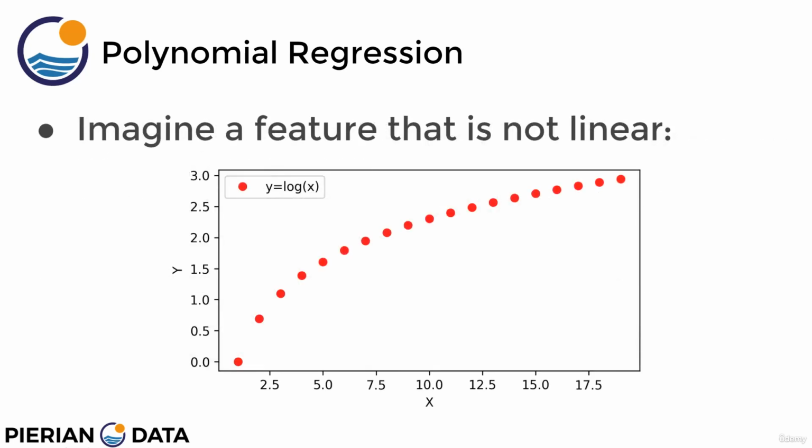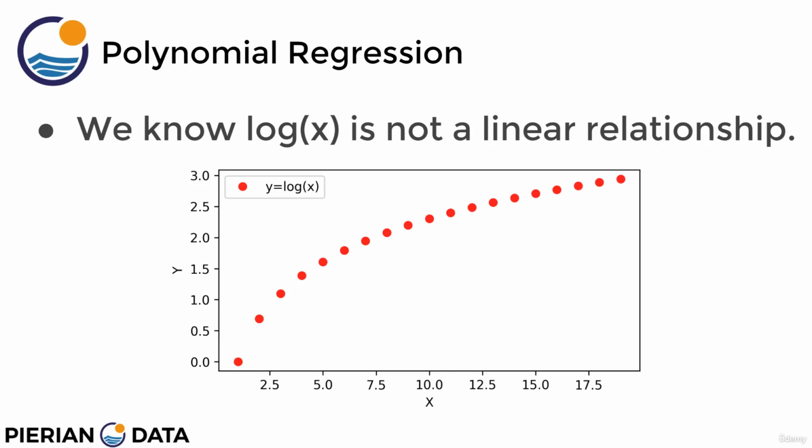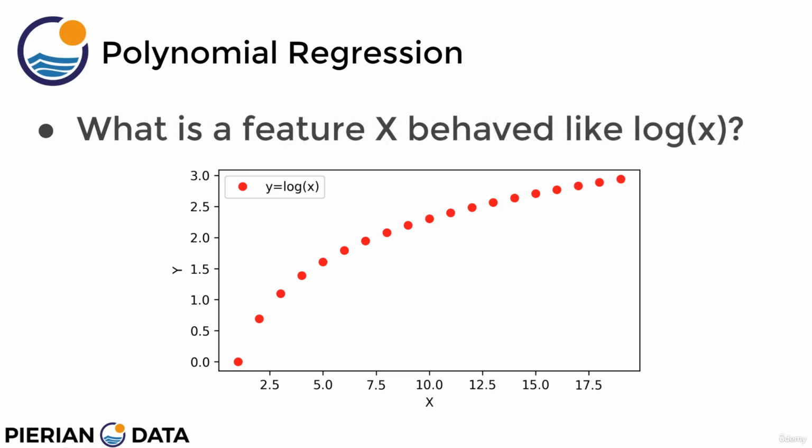Let's imagine we have a feature that is nonlinear. So we have some sort of x feature, and that x feature actually behaves a little more like something like log of x. Keep in mind, the x inside the log is not the feature itself. What we're just saying is that we have some sort of feature that behaves like log of x. This is just to denote a real equation we can follow. So we know log of x is not a linear relationship. So what do we do if we have a feature x that behaves similar to log of x?